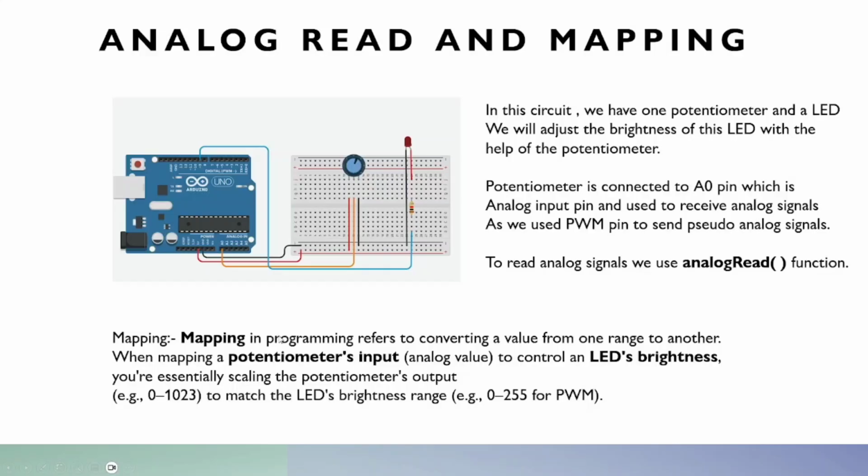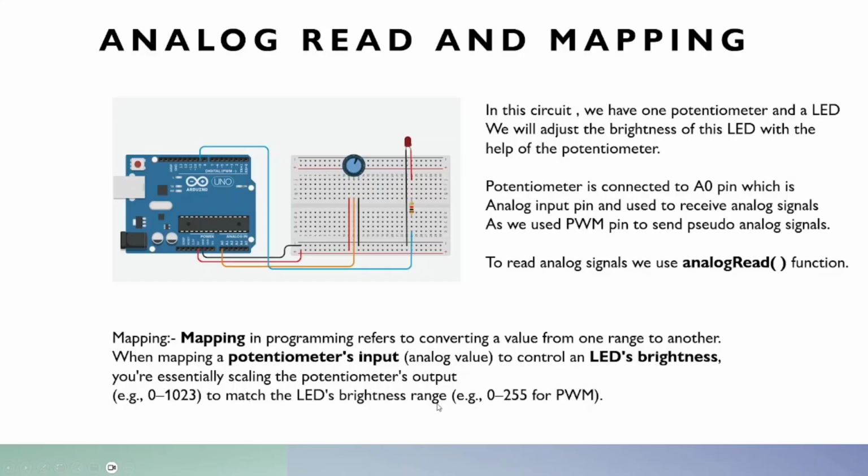Mapping is where we convert a value from one range to another. When mapping the potentiometer's input, the analog value coming from the potentiometer to the A0 pin to control the brightness of our LED, we can easily scale the potentiometer's output. A potentiometer generally gives us values from 0 to 1023, to match the LED brightness range of 0 to 255. So we will scale these values.